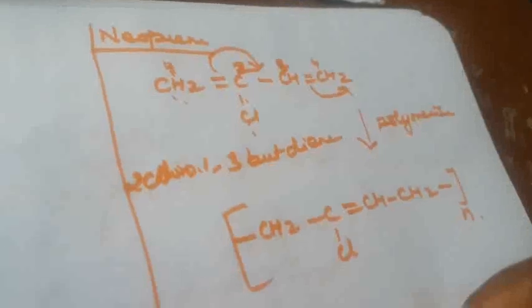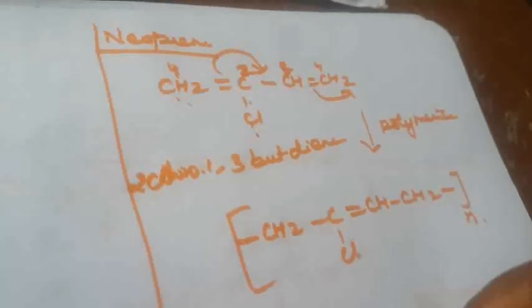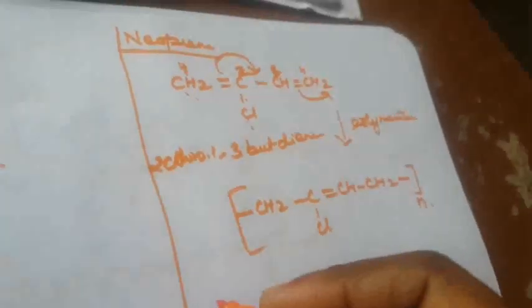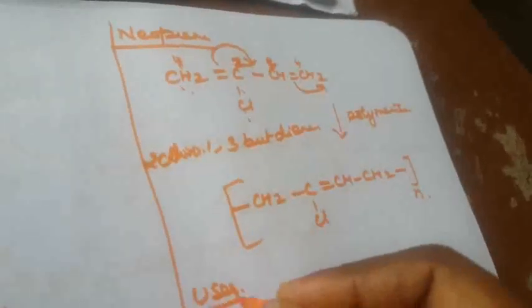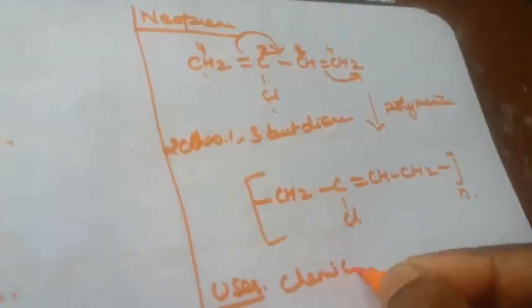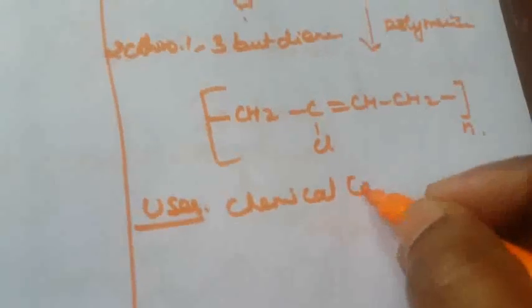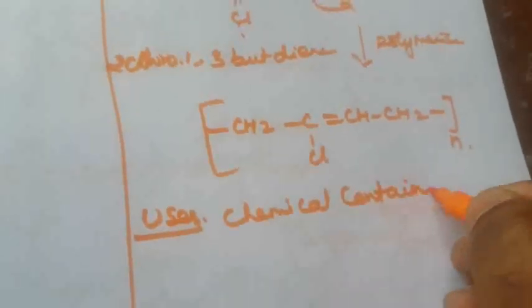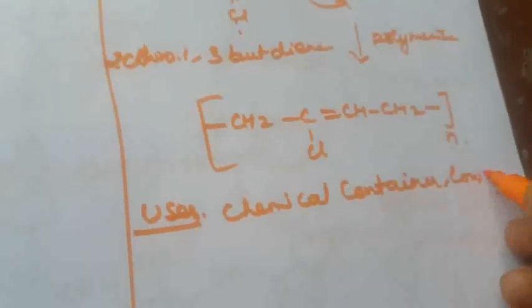What are the main uses of this? The main uses are chemical containers and conveyor belts.